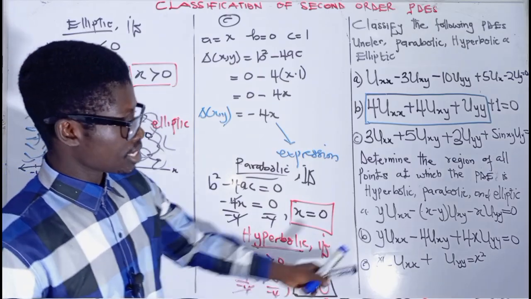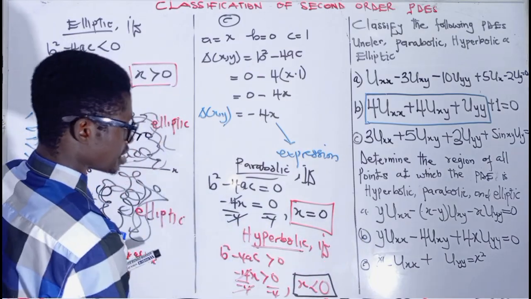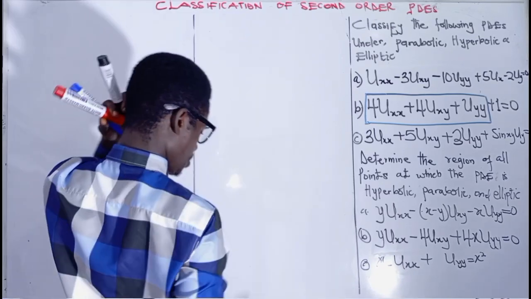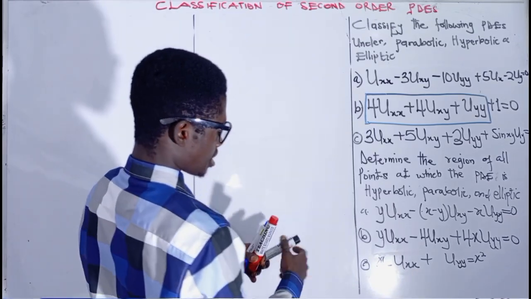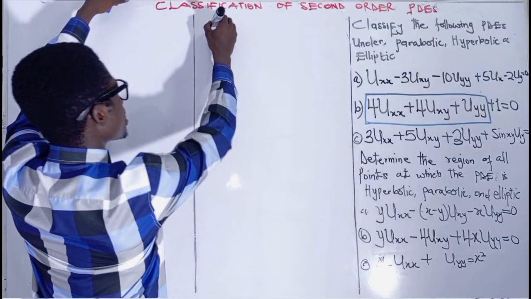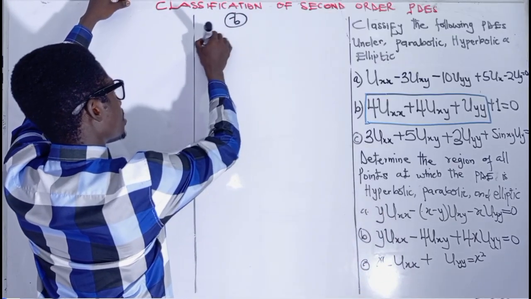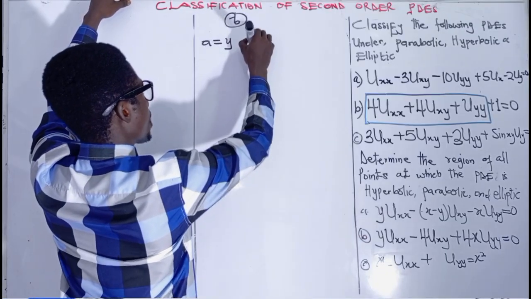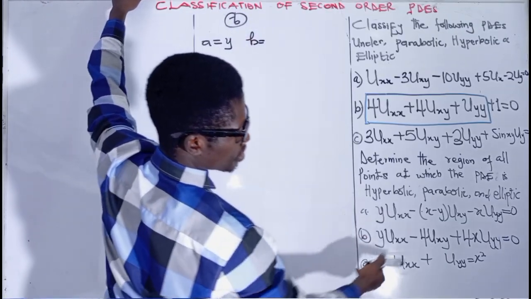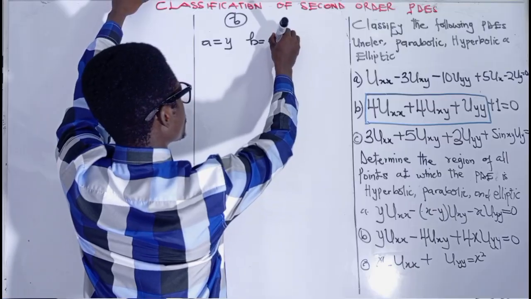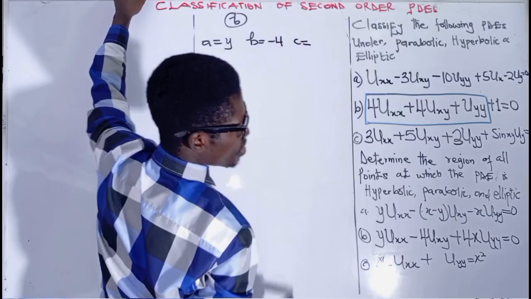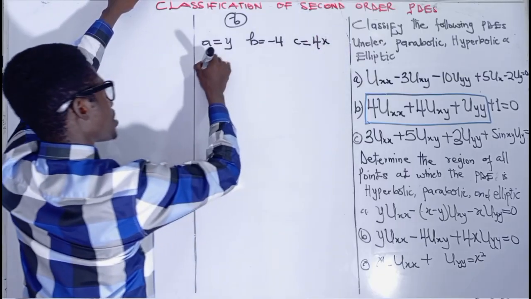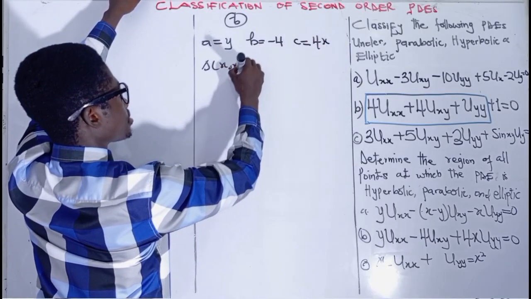Let's look at B. So with B, our A is the coefficient of uxx, that is y. Our B is the coefficient of what? Uxy, that is -4. And then our C is the coefficient of what? Uyy, that is 4x.